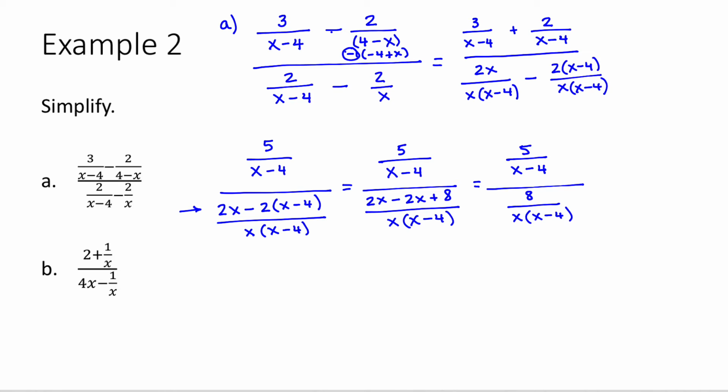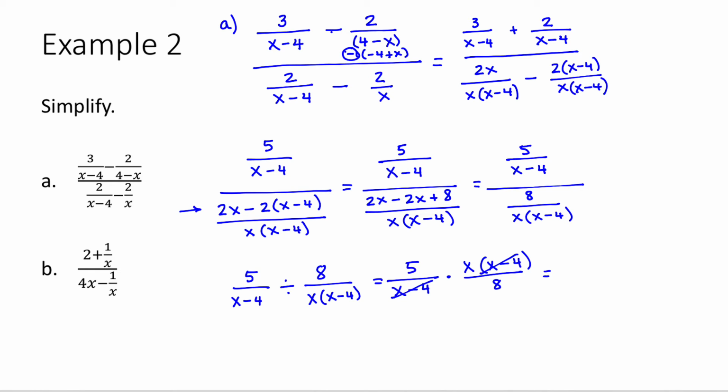And now I can write 5 over x minus 4 divided by 8 over x times x minus 4. Change it to multiplication. The x minus 4's cancel. And I have 5x over 8. And that's my final answer for that.